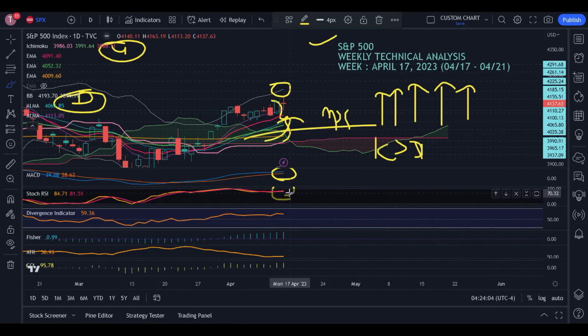And also you can see there is a messy kind of movement in the stochastic RSI. It was fluctuating heavily because of the ups and downs. However, all other technical indicators were bullish.